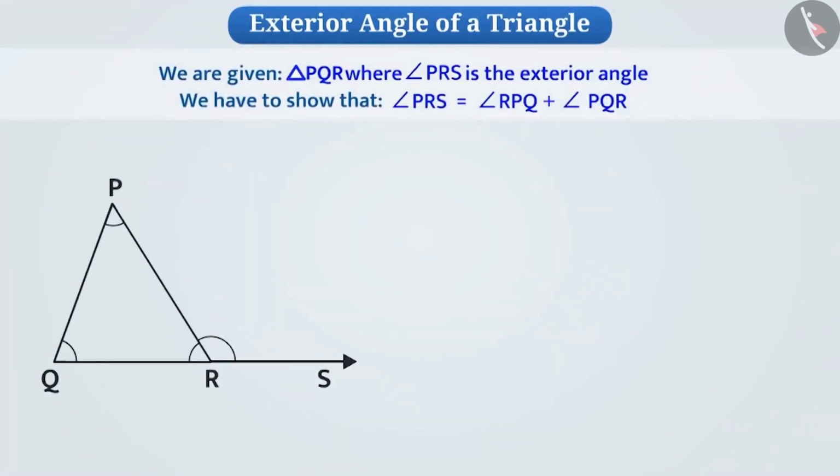Let's reconfirm this using a logical method. Here we are given triangle PQR, where angle PRS is the exterior angle. We have to show that angle PRS is equal to angle RPQ plus angle PQR. To show this, we will draw line RM from vertex R parallel to side QP of triangle PQR. Here we can see that side QP is parallel to line segment RM and QS is a transversal. With this information, can you tell us the relation between angle PQR and angle MRS? Think for a while.